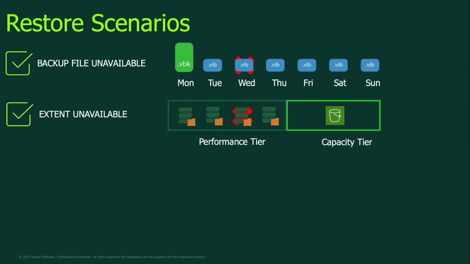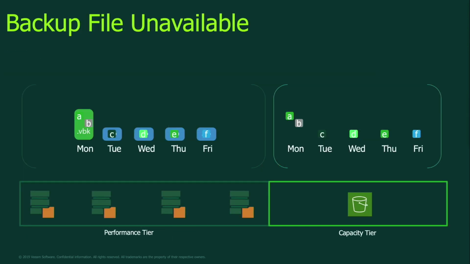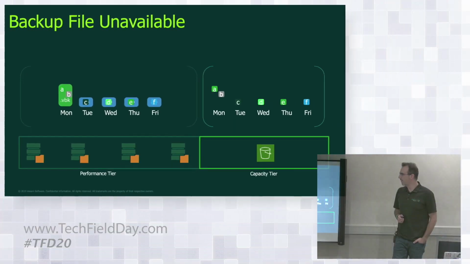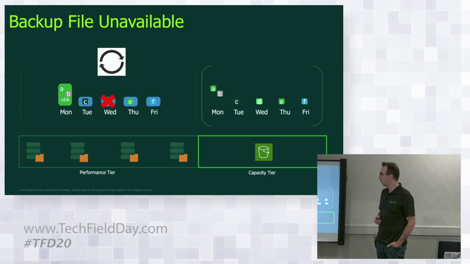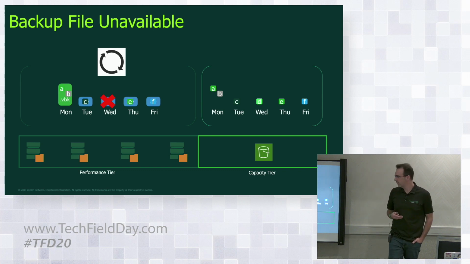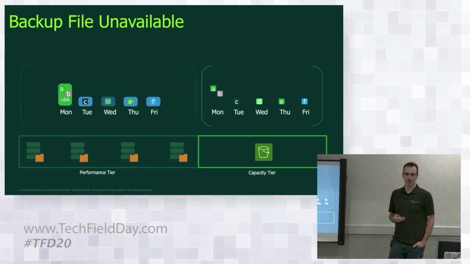What we've done in the SOBR now is we've offered the ability to restore if you've lost a single backup file, if you've lost an extent that Rick talked about, if you've lost the whole SOBR, or if you've lost the whole backup server in itself, okay? And how we do that very quickly: say someone's managed to delete a particular backup file, say on Wednesday someone's deleted that incremental and the chain is now broken. We'll do a recovery operation and we'll pull the block back from the object storage and effectively recreate that file locally, okay?